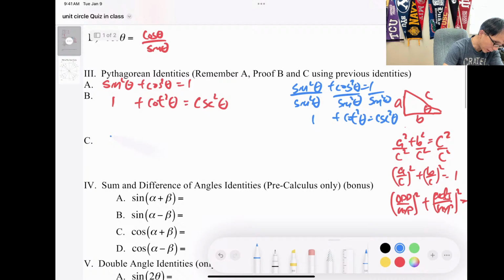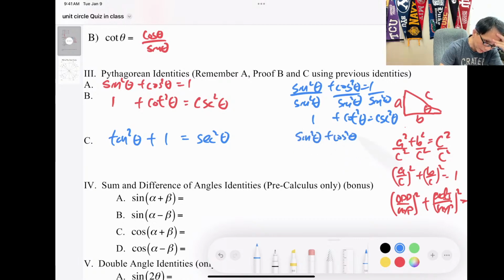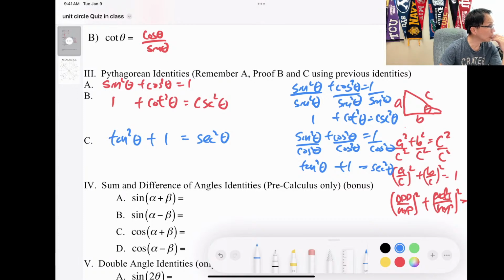What's the other one? It's going to be tangent squared theta plus 1 equal to secant squared theta. You do the same thing. You take sine squared theta plus cosine squared theta is equal to 1, and you divide it by cosine squared theta. That's equal to tangent squared theta plus 1 equal to secant squared theta. Raphael, understand so far? Okay.